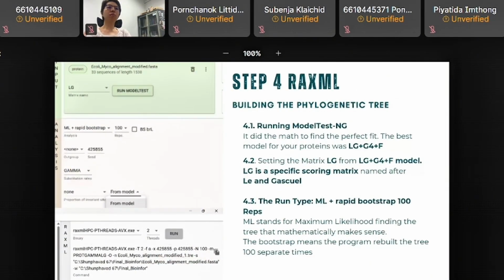So let's talk about building the phylogenetic tree with RAxML. First, we run ModelTest to find the best match for our protein, which was LG+G+F. Then we set the matrix to LG from the ModelTest. LG is a specific scoring matrix named after Le and Gascuel. Third, we set the run type to ML plus rapid bootstrap of 100. ML is maximum likelihood, to find a tree that mathematically makes sense. The bootstrap means the program rebuilds the tree 100 times.